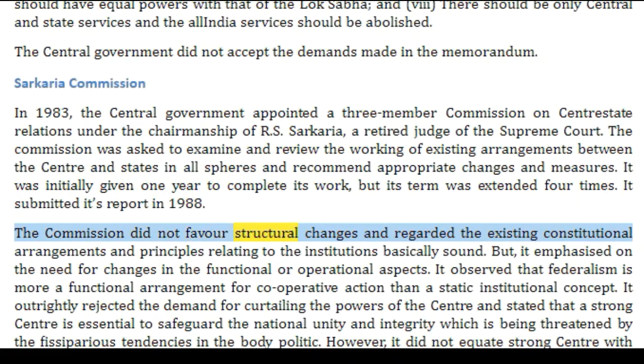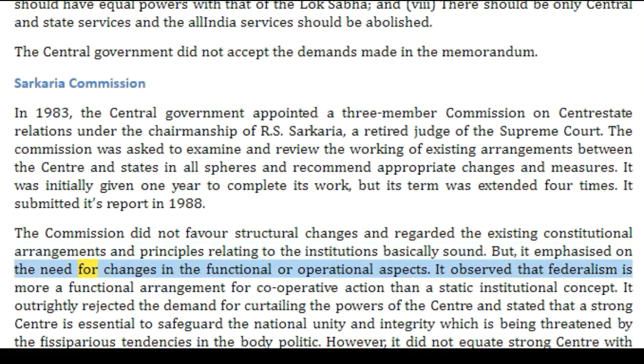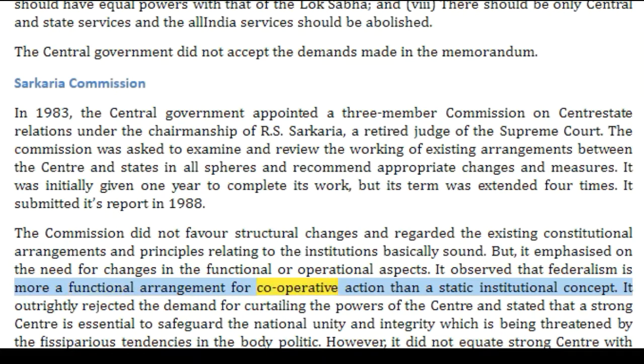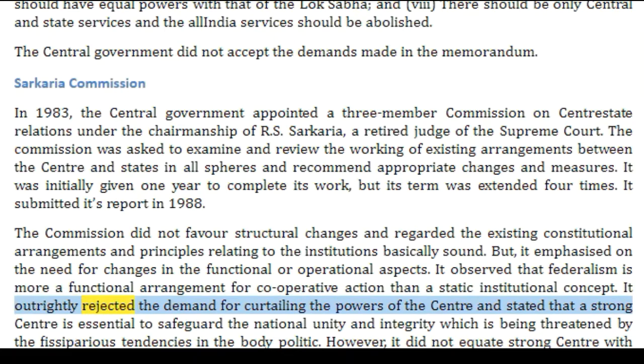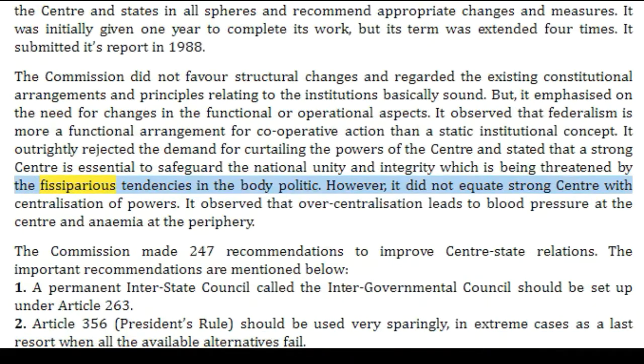The commission did not favor structural changes and regarded the existing constitutional arrangements and principles relating to the institutions as basically sound. But it emphasized the need for changes in the functional or operational aspects. It observed that federalism is more a functional arrangement for cooperative action than a static institutional concept. It outrightly rejected the demand for curtailing the powers of the center and stated that a strong center is essential to safeguard the national unity and integrity, which is being threatened by the fissiparous tendencies in the body politic.